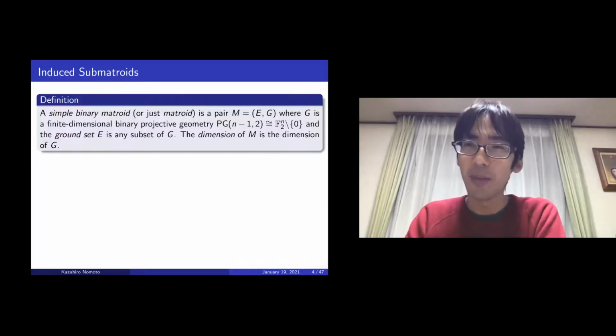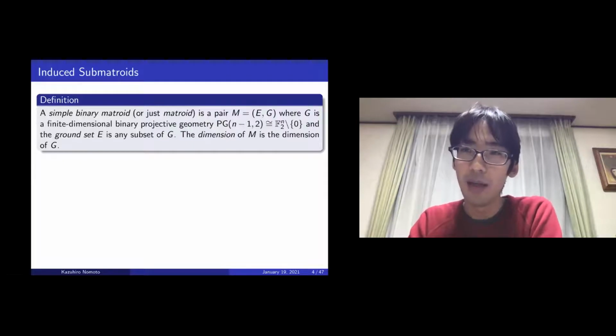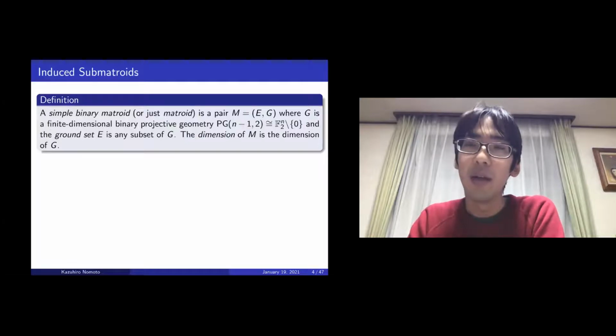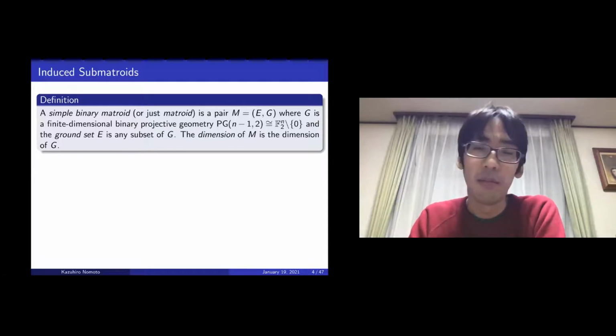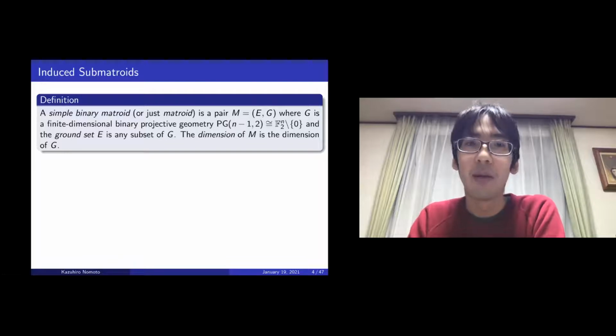So I want to do something similar with matroids. To make my life a little easier, I'll just talk about simple binary matroids. That's the only object I'm dealing with, and for the rest of the talk, when I say matroid, I mean simple binary matroid. It's going to be a pair, E and G, where G is a finite dimensional binary projective geometry, and E is the ground set, some subset of this projective geometry G. The dimension of M is going to be the dimension of G, the ambient space, if you will.